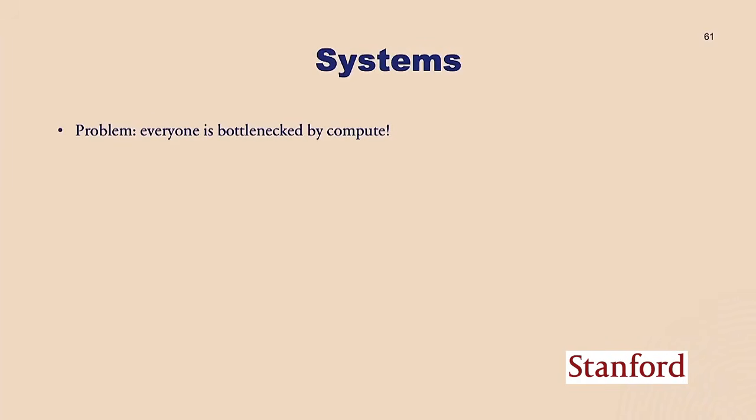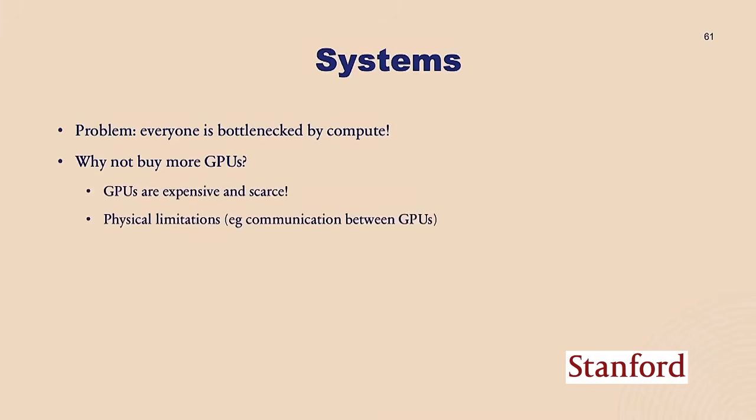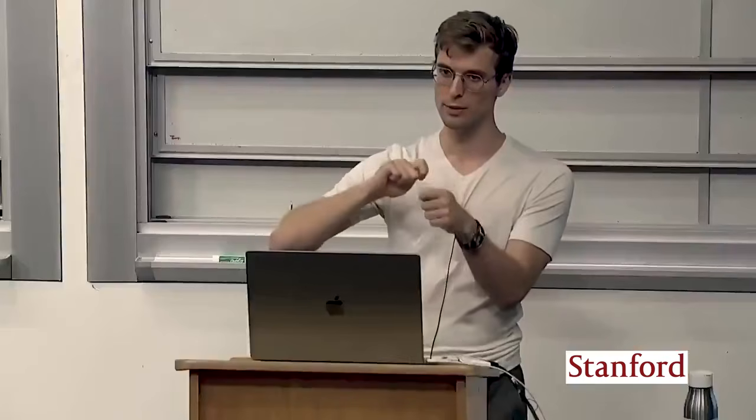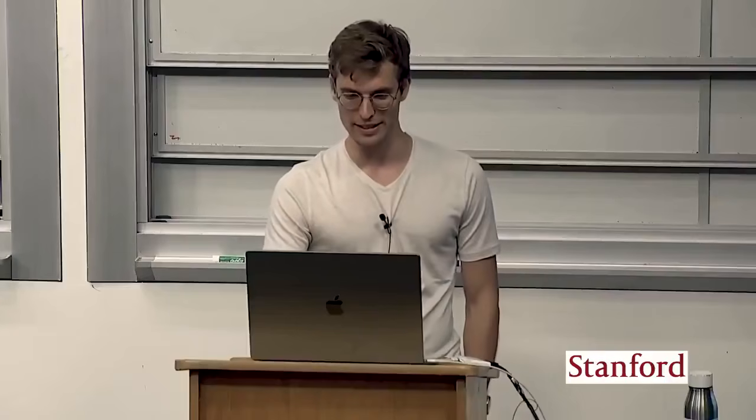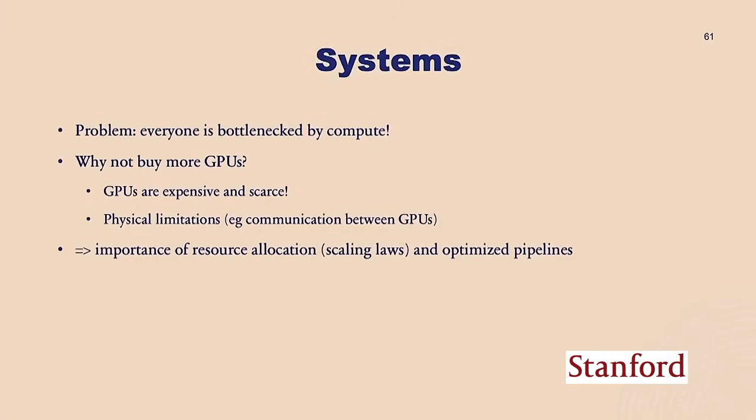Systems, as we said, for everyone, compute is the huge bottleneck. One question you might ask is, why not buy more GPUs? GPUs are expensive, but also scarce. Even if you have $10 million right now, you cannot buy the best GPUs. There are also some physical limitations. When you have multiple GPUs, you have to communicate between them. That takes time. So just buying more GPUs is not that easy. It's really important to think about how you allocate resources and how you optimize your pipeline.